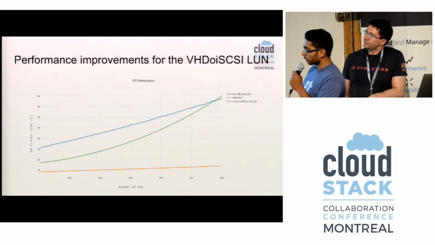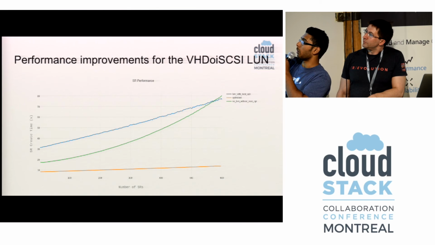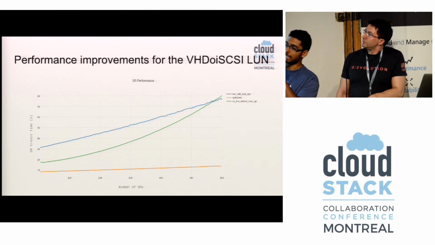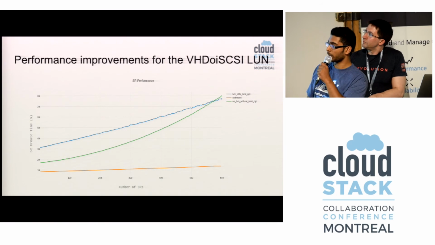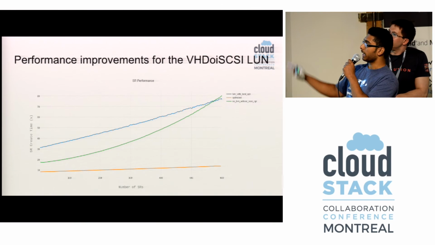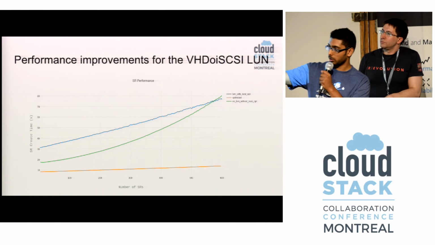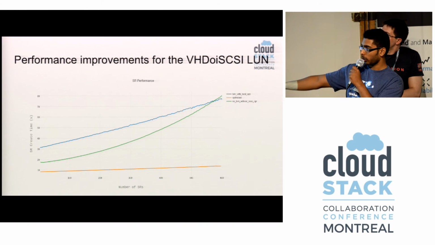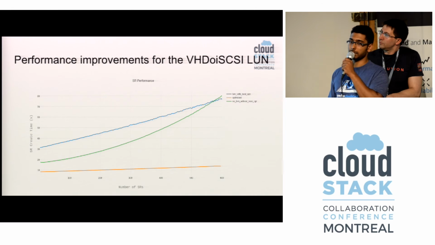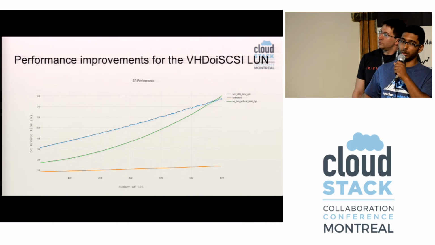So prior to our optimizations, for a standard LVM SR, it took about 80 seconds to create about 600 SRs. So the 601st SR would have taken somewhere close to 80 seconds. But after all the optimizations, you are looking at something which is less than 15 seconds. So this is very scalable. So you can have thousands of SRs with all of these optimizations.